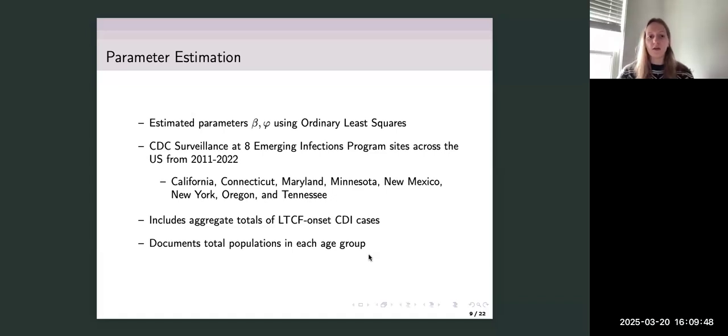So over a period of 11 years, in 8 different states, they collected month-by-month totals of long-term care facility onset C. diff cases, as well as total population in each age group. So we were able to use these to try to estimate those parameters that were either difficult to find in the literature, or the values that we did find didn't necessarily match with the proportion of results that we were expecting.